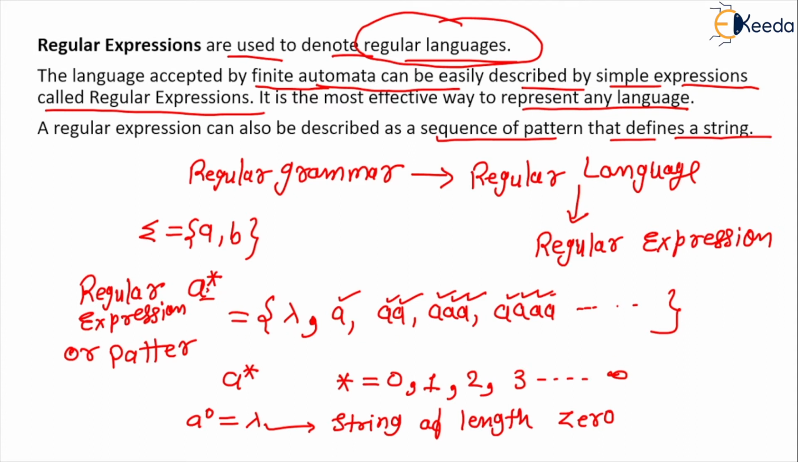So you can also relate this regular expression with a regular language. For each regular expression there is a regular language, and for each regular language there is a regular expression, meaning in both directions the conversion is possible. So what is the meaning of conversion?